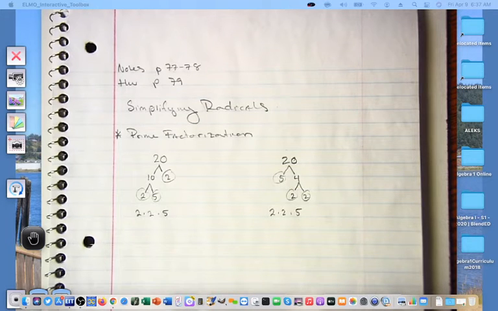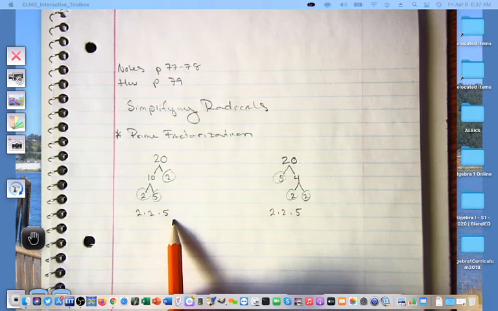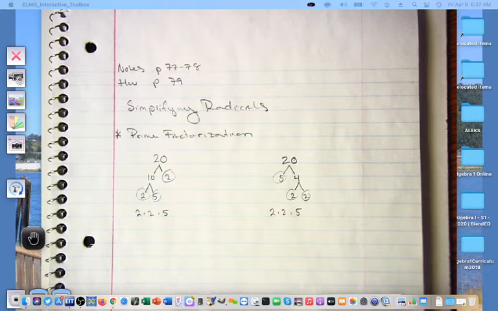To simplify radicals, we are going to use prime factorization on the number underneath the radical sign. And we will end up with its prime factors, and I will describe for you here in a moment how we use those prime factors to simplify the radical itself. So prime factorization, you just divide it by any two numbers that you can think of that multiply to equal that value. Break down each number that's not prime until all the numbers that remain are prime numbers.